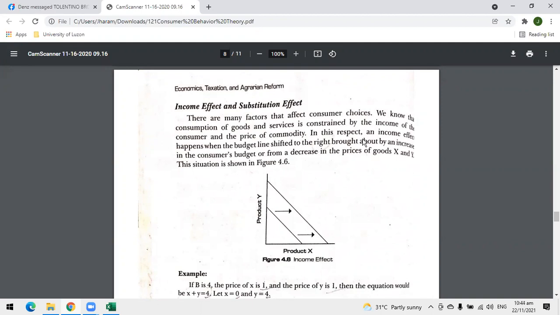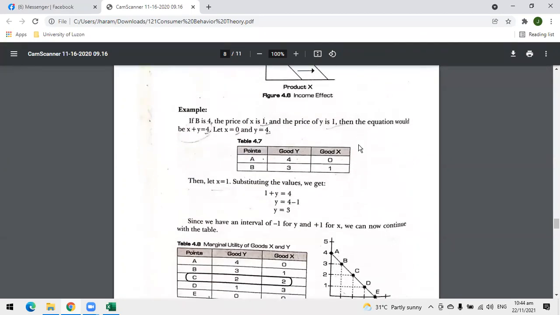So there are many factors that affect consumer choices. We know that consumption of goods and services is constrained by the income of the consumer and the price of the commodities. In this respect, an income effect happens when the budget line is shifted to the right, brought about by an increase in the consumer's budget and a decrease in the price of goods X and Y. Then we will have an income effect, or a shift to the right. Well, that's easy.